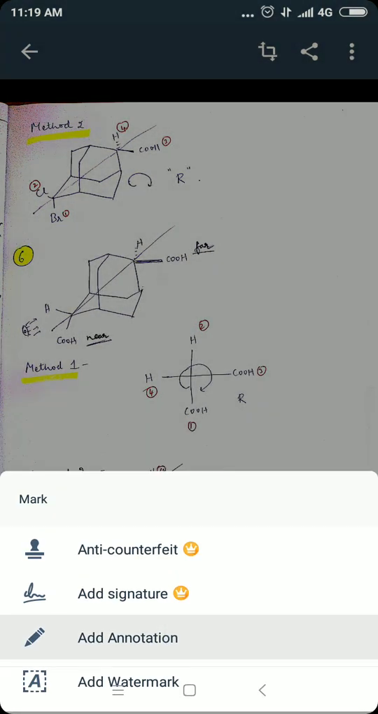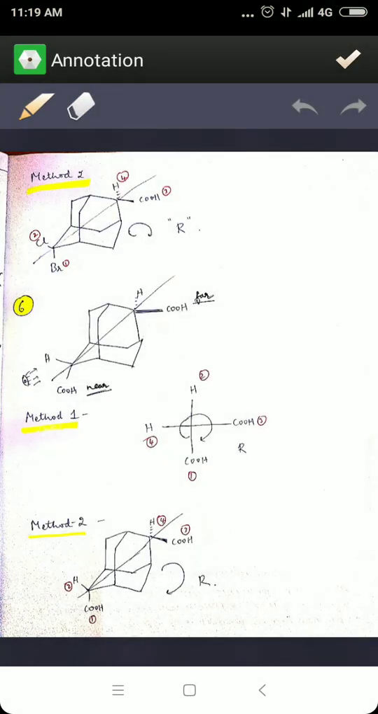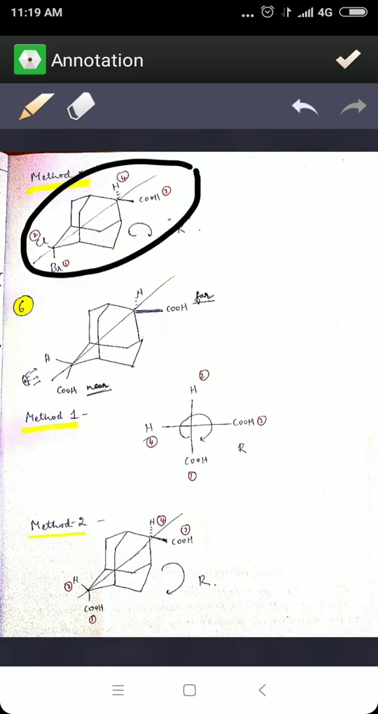Now I have written one more method. This is a much simpler method which I will explain. When you have a molecule, you're simply going to start numbering. Make sure you start numbering from the function groups which are on the left, and then you move towards the function groups which are on the right.